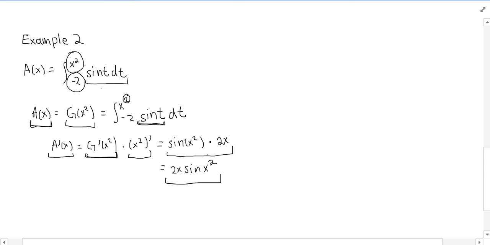And again, we pretty much just plug x squared into t here, so we get sine x squared, but this time because of the exponent, we do have to find the derivative of the upper limit and multiply it by the function. So it will be 2x, and again, we come to the answer 2x sine x squared.